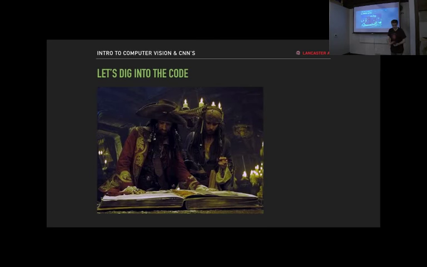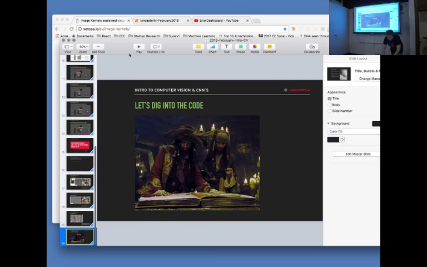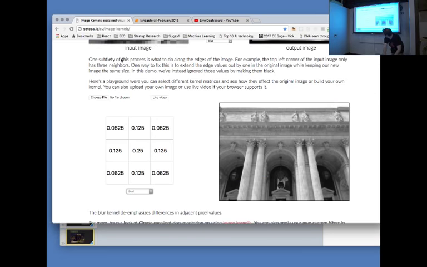Okay, so let's go ahead and dig into the code a little bit here.